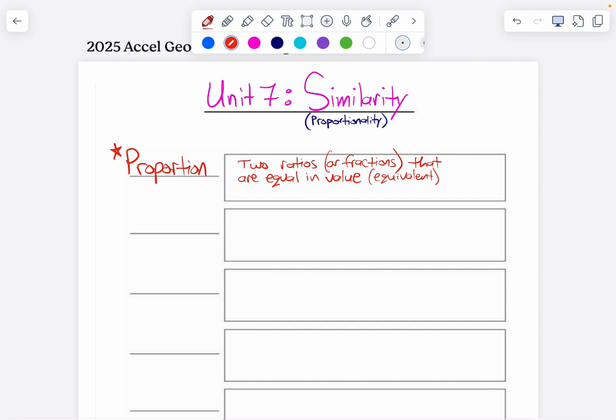Here's a typical way of showing that. We'll use A, B, C, and D to represent, maybe it's just numbers, maybe it's entire expressions, but we're just saying that these two ratios, A to B, is equivalent in value to C to D.